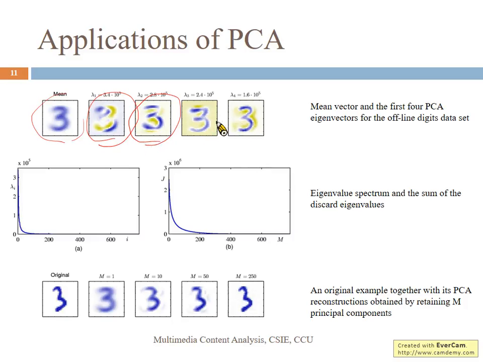And here we can see some pixels are in blue and some pixels are in yellow. That actually does not represent color.